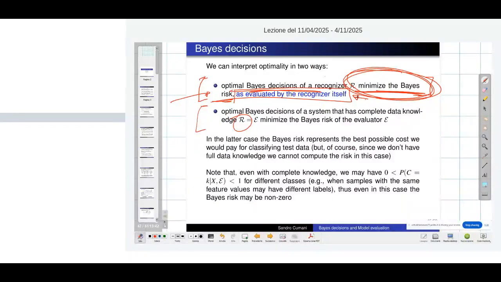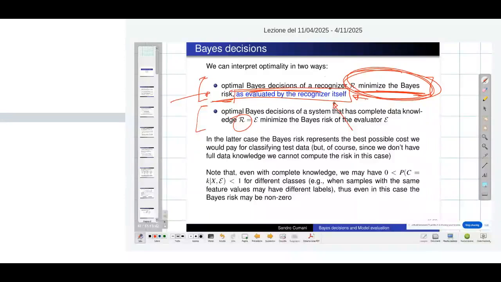So the optimal decisions are optimal in these two senses. From the point of view of the recognizer, they're the best the recognizer can do. If the recognizer itself was asked to evaluate its own decisions, then the decision that it takes by minimizing the expected cost is the best that it can do to optimize the Bayes risk from its point of view. It cannot do better than that, because from the point of view of the recognizer, the distribution that it has on the data is the only information that it can have. It cannot have other information. So from its point of view, that's all it knows about the data.